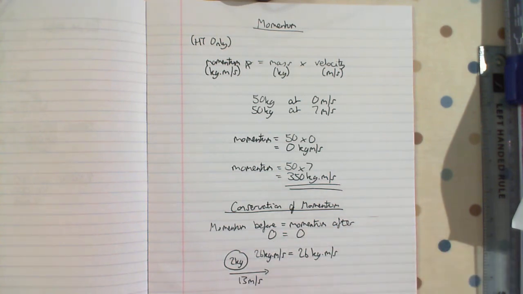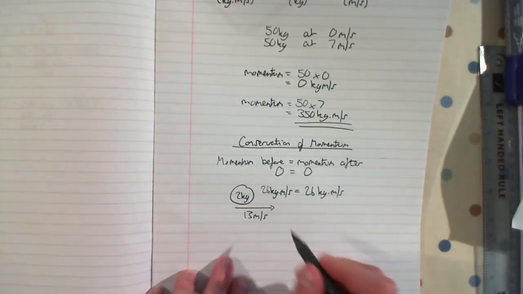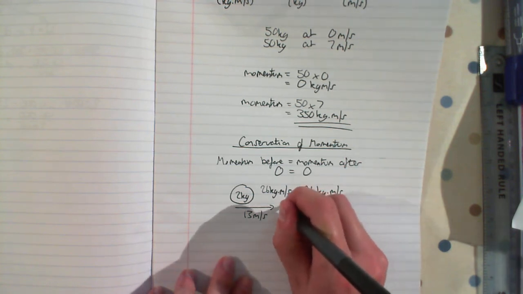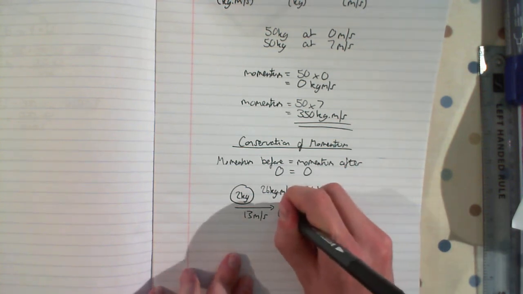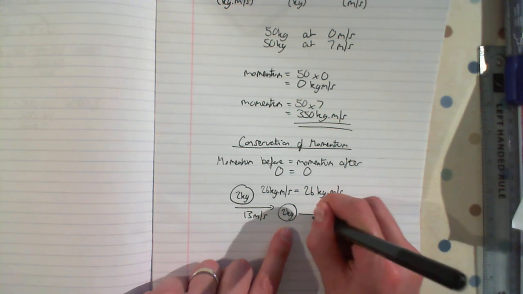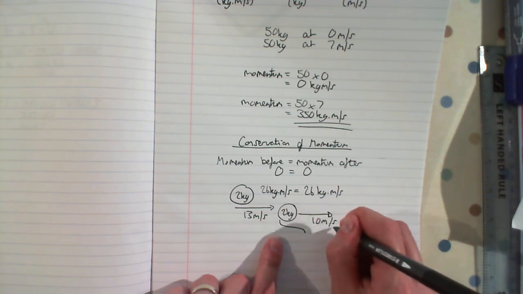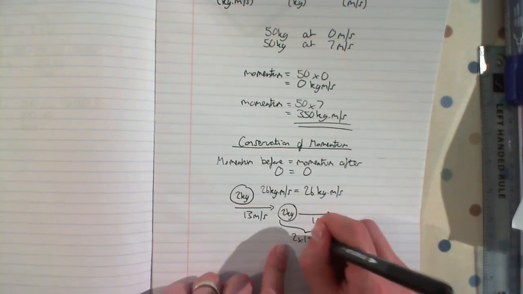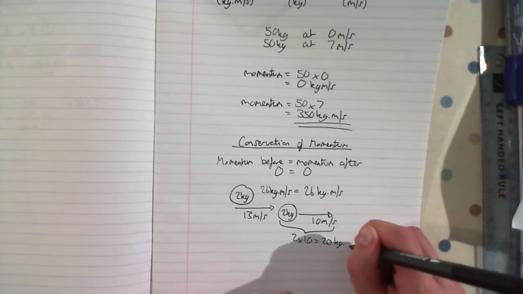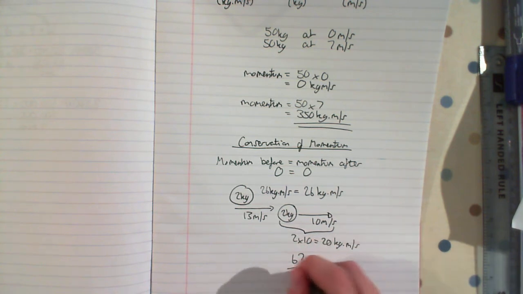So let's look at that snooker ball and let's look at a situation where it collides with another ball. So let's say that ball goes and collides with this other ball. This ball goes off and travels at 10 meters per second. So this ball has 2 times 10, which is 20 kilograms per meter per second. It's got a momentum of 20, but the momentum after must equal 26. So what happened to that missing 6 kilograms per meter per second?